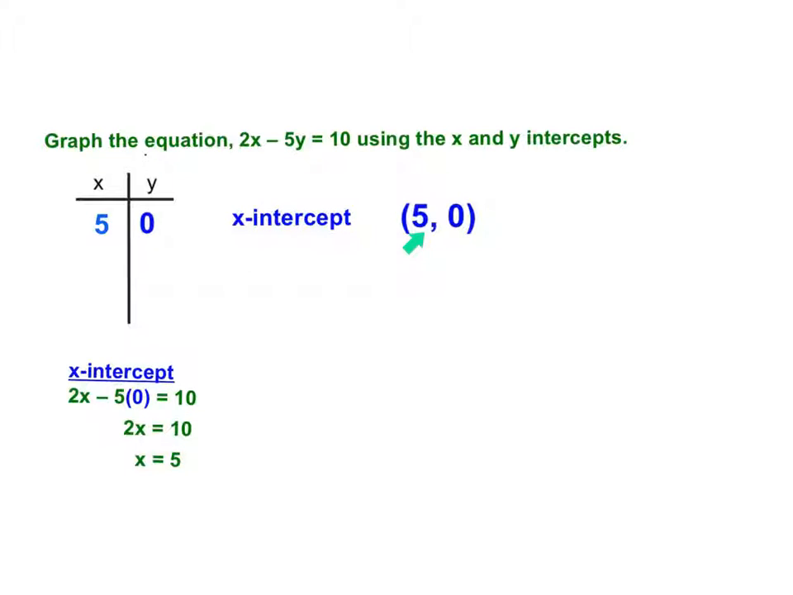Okay. So then what do you think I do for the y-intercept? Same thing, except you switch it. Where does 0 go now? It goes in for x. So to find the y-intercept, I do the similar process over here, but instead of plugging 0 in for y, I plug it in for x. So go ahead and solve that. Another way to think about it: when you plug in 0, this term just goes away. Notice it's just 2x equals 10.